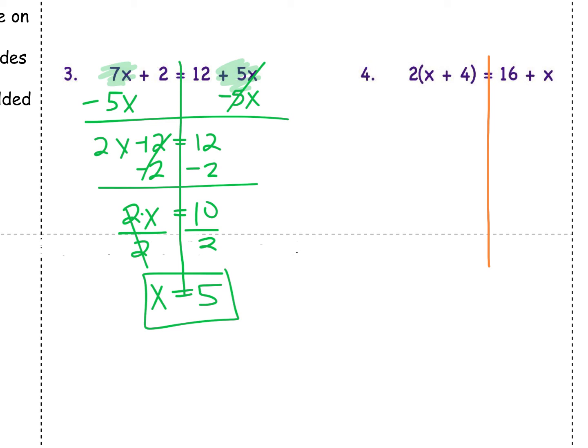Distributive property. Now I have it this time, so I'm going to distribute. 2 times x is 2x. 2 times a positive 4 is positive 8. Equals 16 plus x.